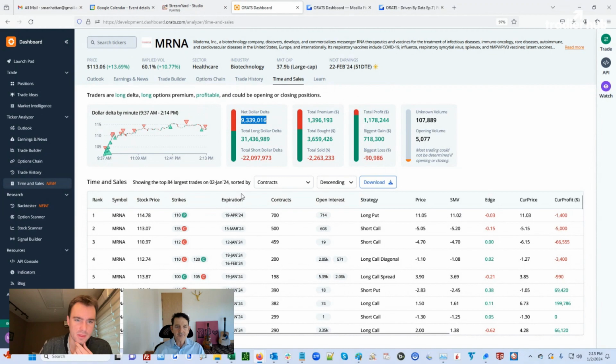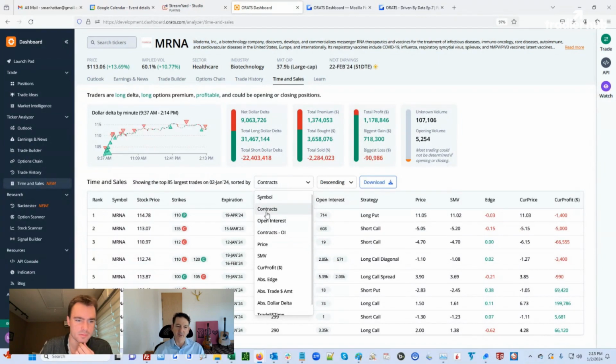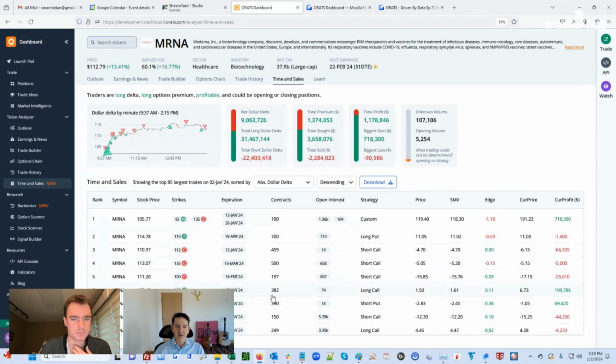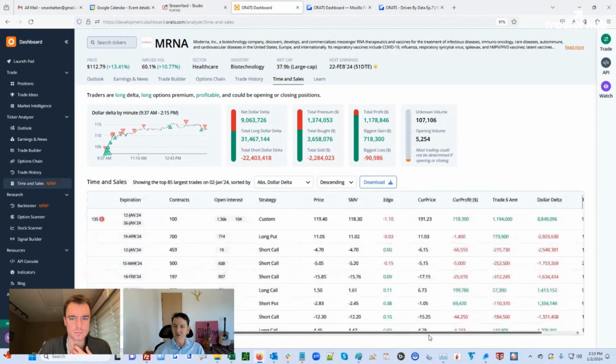Can you sort by absolute dollar delta? We can sort by symbol, which is meaningful here, and the other one's open interest. There's profit, how much profit you have, but you could also sort by dollar delta. And then if we look over there, there's an $8 million long trade, and then some short trades.